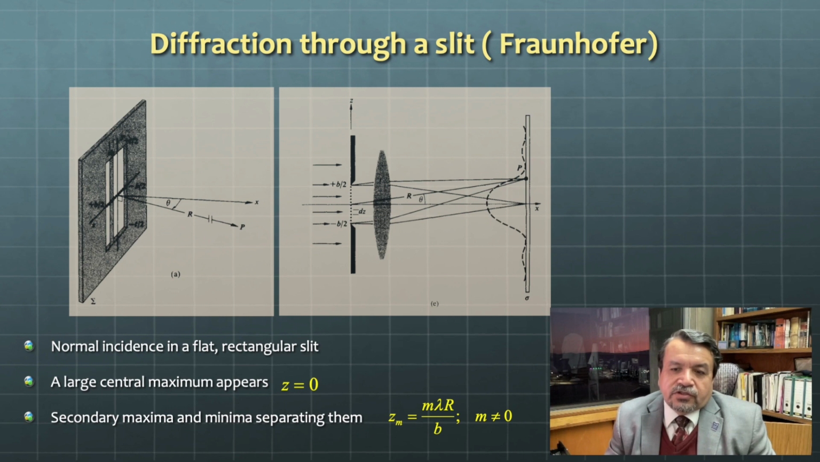These are orders. The letter m would denote the orders, so the maxima are positioned with this formula depending on the order and the wavelength used for illumination, as well as the size, width of the slit, and the distance between the slit and the screen. These factors determine how the maxima are placed and can be calculated using this little formula.